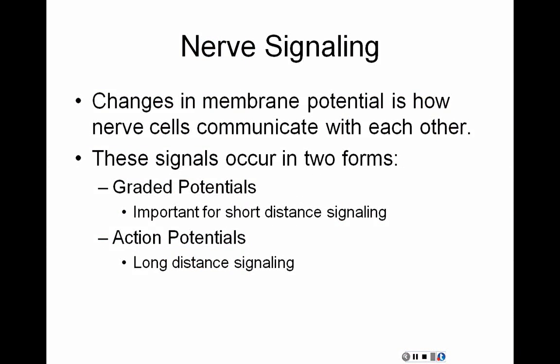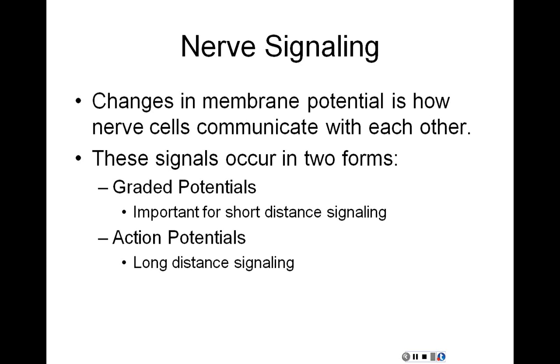Okay, nerve signaling. Nerves have changes in membrane potential. That's how they communicate with each other. They change from -70 to -80 to -90, maybe into positive numbers. Communication can occur in two forms, graded potentials and action potentials. Graded potentials are good for short distance signaling: opening a channel, opening a gate, doing something from here to right over there. An action potential is long distance signaling.